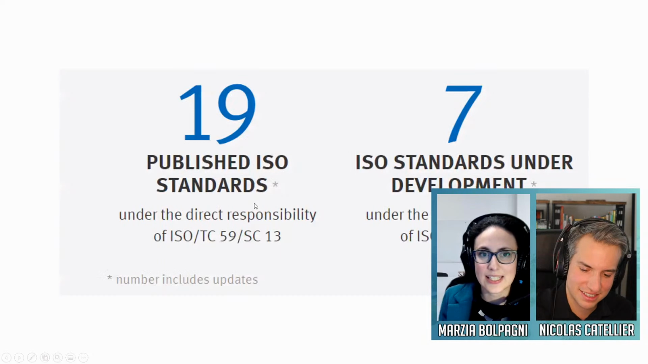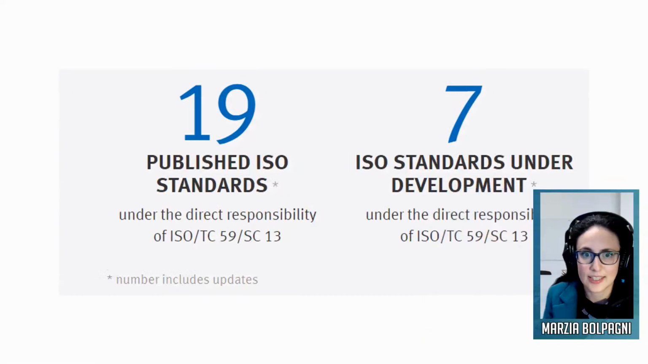The reality is that there are 19 published standards on BIM, and also 7 under development. So this is quite an evolving topic. If you want to implement the different standards in your project, it's important that you always keep an eye open. What you probably need to remember is that the international body responsible for BIM has a number: ISO TC 59 SC 13.